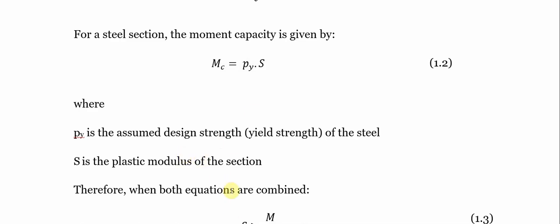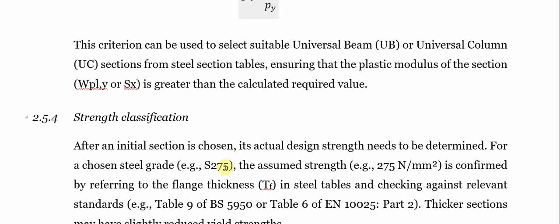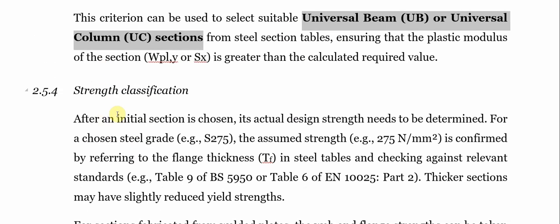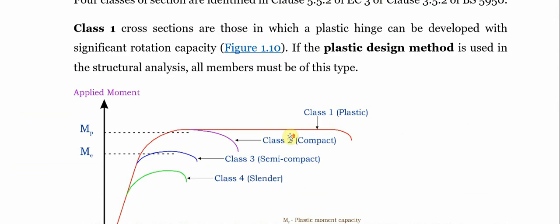Now, when both equations are combined, then we must have that our S, that is, our plastic modulus, must be greater than our M over Py. So this criterion can be used to select our universal beam or universal column sections. So for the strength classification, we have S275, where 275 is the yield strength of that particular steel, and we have them in the areas which I have explained.